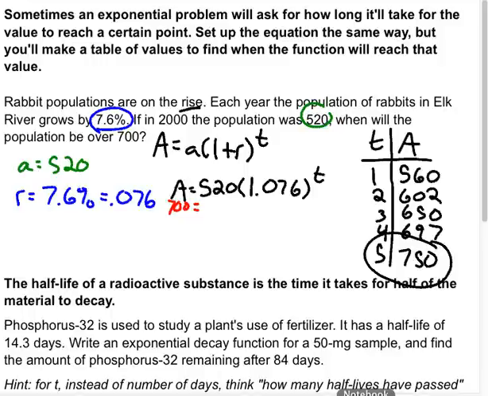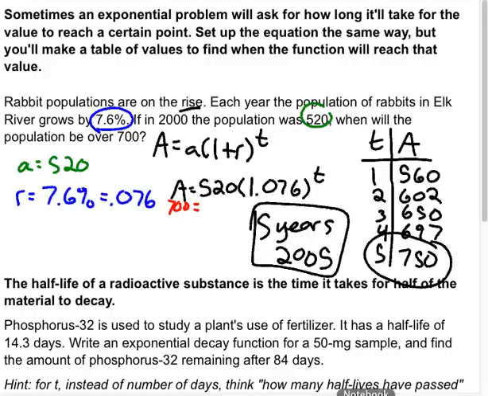So because we finally hit over 700, the answer is going to be 5 years from then, or in this case, they asked what year. The year is going to be 2005. So that's how you deal with the situation of, if you need to know how long it is going to take, set up a table and compare. When is this finally over the 700 mark that they told us to find?